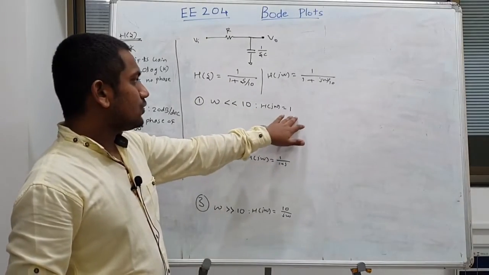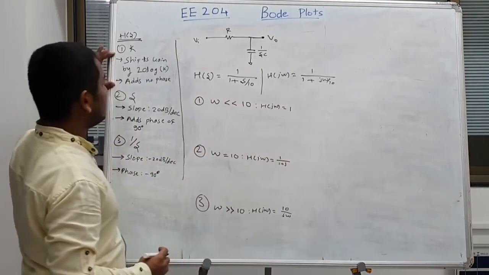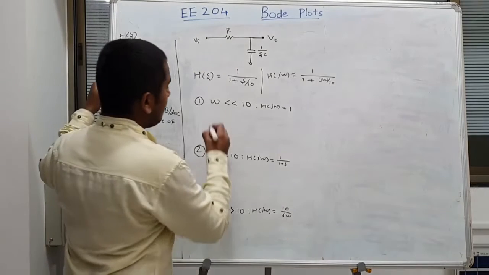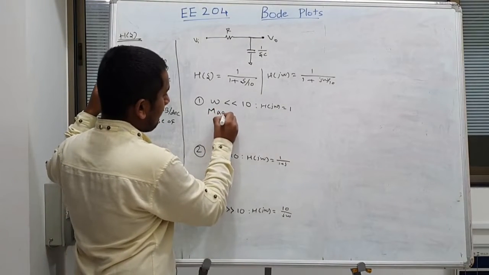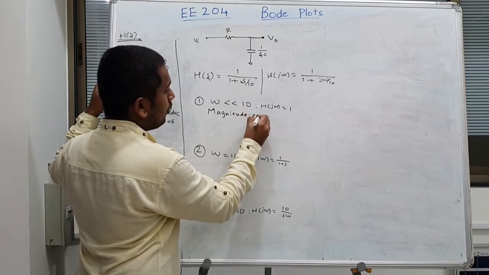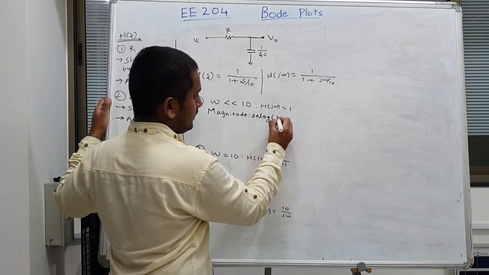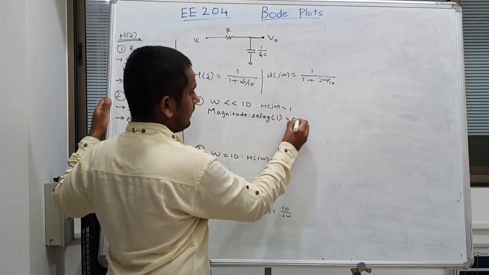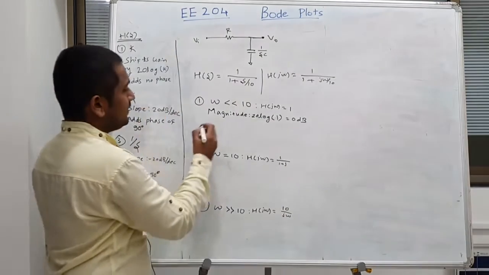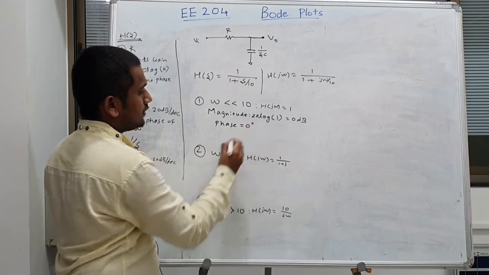We know that H of j omega is a constant. We'll use the knowledge learned about what happens to the Bode plot when it comes to a constant. So the magnitude is 20 log of the constant, which is 1 here, 0 dB, and no phase added, meaning the phase is 0 degree.